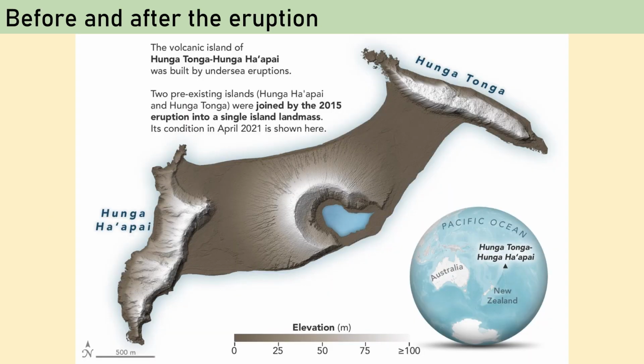So a little bit more about the islands themselves. Before 2015, these two islands had actually been separate, but then in 2015, there was an eruption which led to them becoming a single island landmass. This remained the case until about April 2021, and this is what it looked like. You can see the elevation above sea level, and they were completely connected, so you could technically walk from one side of the island to the other due to these connections. But I'm going to show you next how this changed.